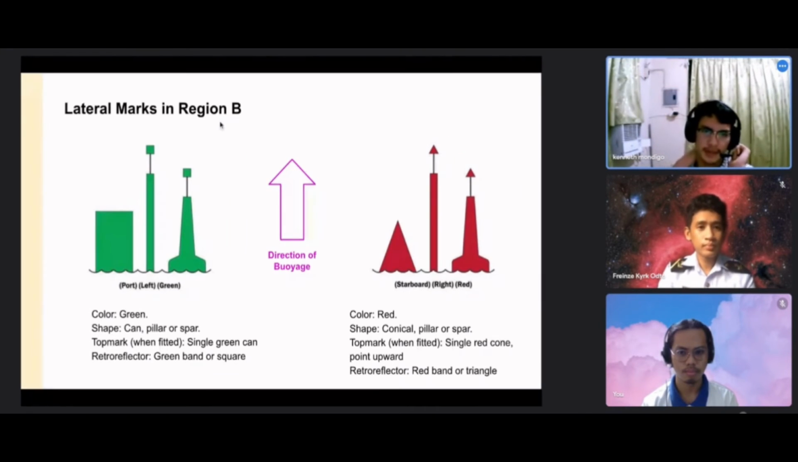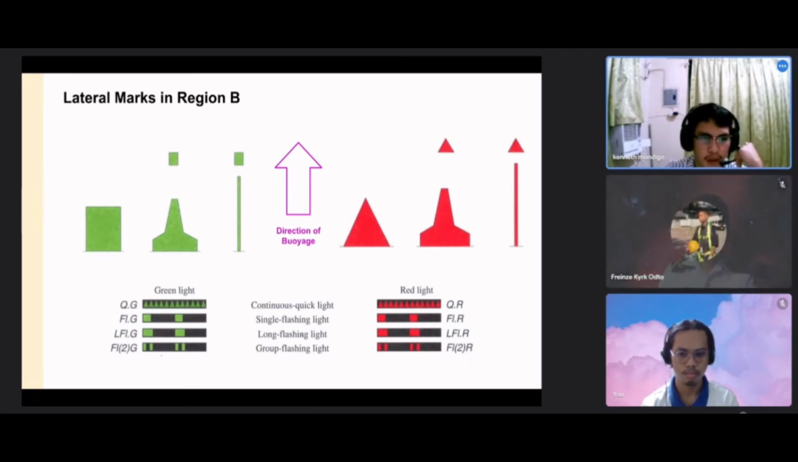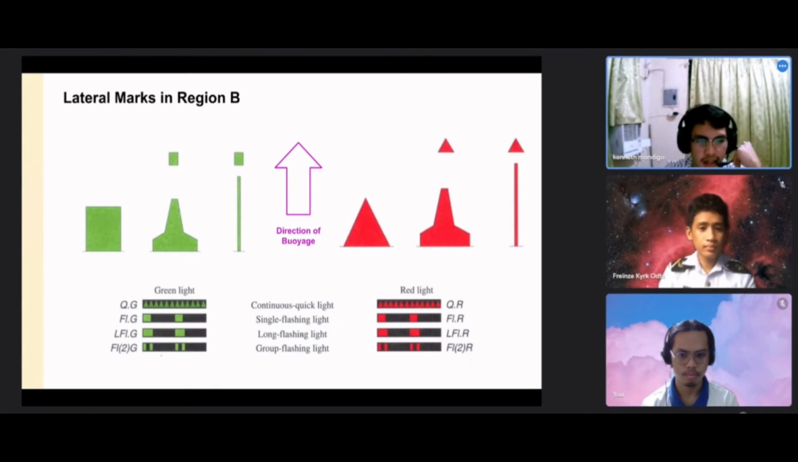Next slide, please. So here are examples of flashing lights. So continuous quick light from port side is a quick green, and the starboard side is a quick red. Single flashing light from the port side is flashing green, and from the starboard side is flashing red. Long flashing light from the port side, long flashing green, and from the starboard side is a long flashing red. Last one is the group flashing light.